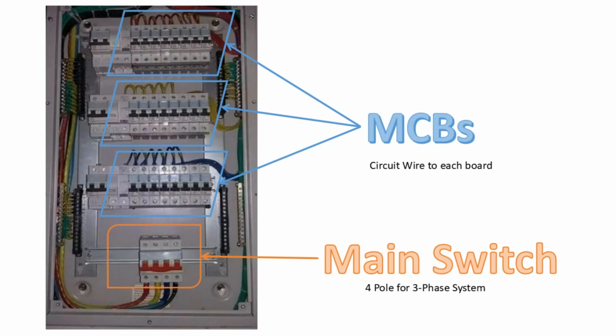As you see in the given image, DB has a main switch to control the incoming supply to the home. If we turn it off, all the electrical appliances in the house will not operate. For a 3-phase system, normally we use a main switch with 4-pole connections. 3 for 3 phases, and 1 being neutral. Neutral is the return path for the electricity.